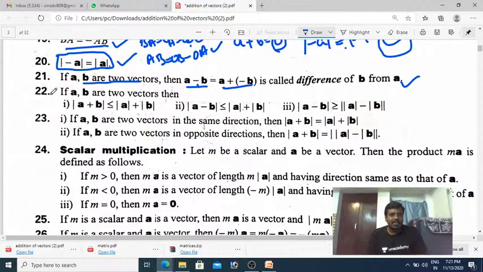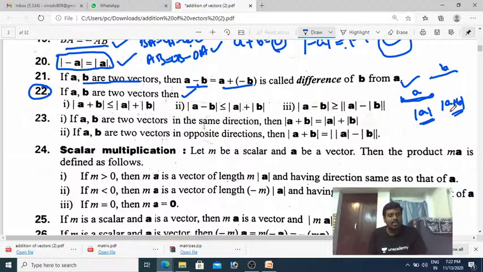The 22nd point is important. If A, B are two vectors, then modulus of A plus B. Suppose a particle is moving from one point to another point; this is the initial position, this is the terminal position. This vector is A, and its length is modulus of A. Suppose B also passes from one point to another. Then the length of A plus B is modulus of A plus B.